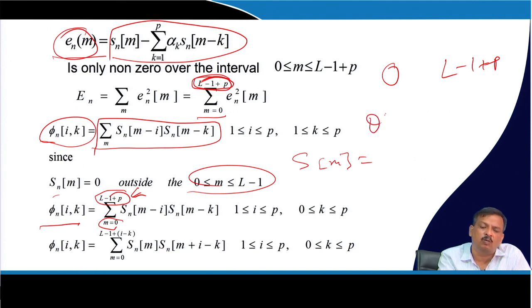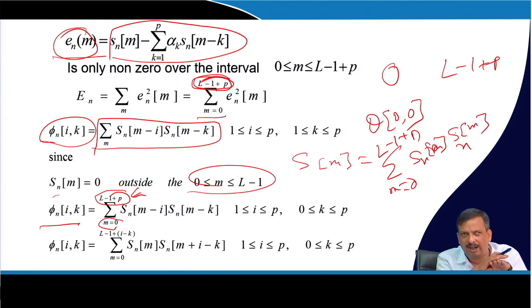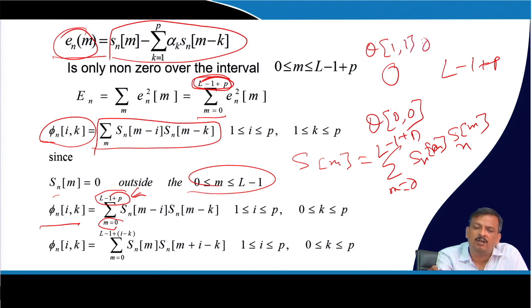When I say phi 0 0, so i equal to 0, k equal to 0, it is nothing but the sum over m equal to 0 to L minus 1 plus P of S_n(m) multiplied by S_n(m). Each sample is multiplied with each sample up to L minus 1 plus P samples and added together. That is phi 0 0. So phi 1 1, phi 1 2 I can calculate easily. That is nothing but the covariance of that window signal.